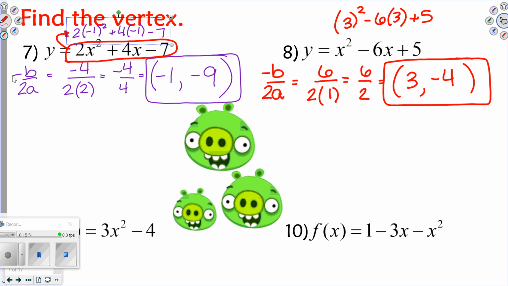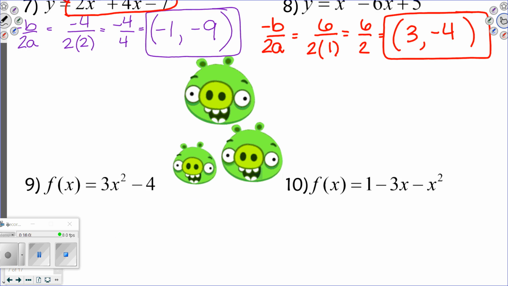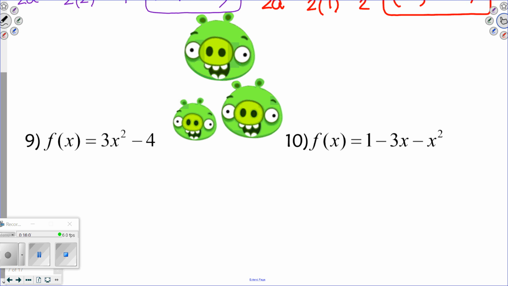You guys know how to plot points, right? So we're going to have to plot some points today. It's an algebra 1 skill. You should be fine. All right. Let's look at number 9.